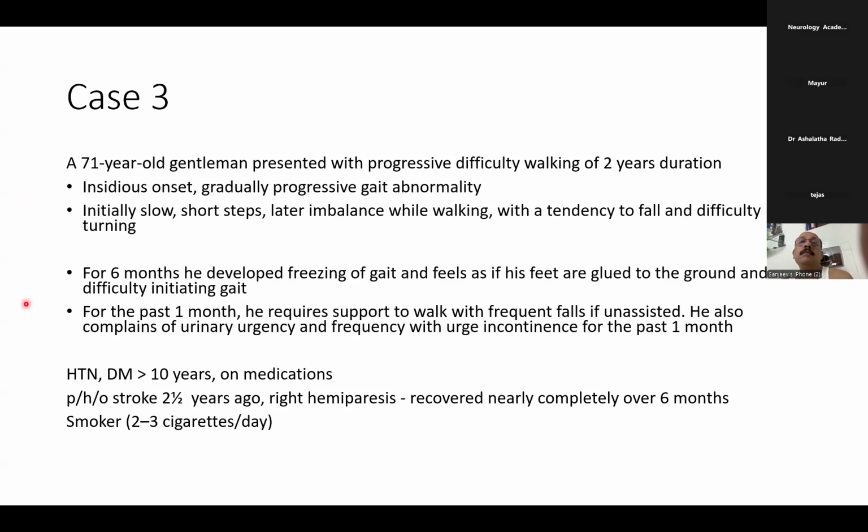And particularly, I would like to show that he also had hypertension and diabetes for more than 10 years, although on medications, with a past history of stroke 2.5 years ago with right hemiparesis, which he nearly completely recovered within 6 months. He also has been a smoker of 2 to 3 cigarettes per day. These are the traditional vascular risk factors seen in this patient.